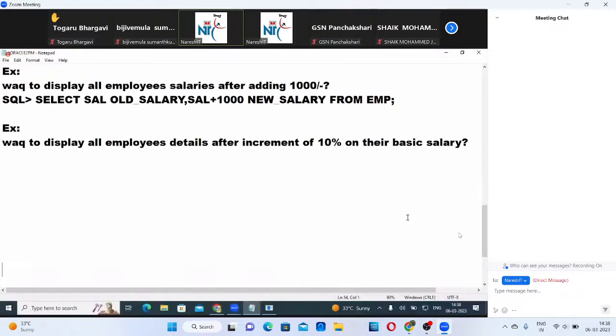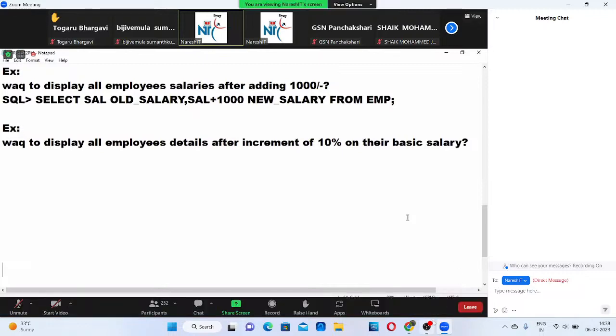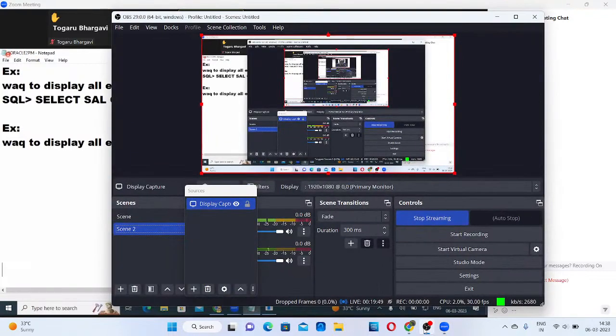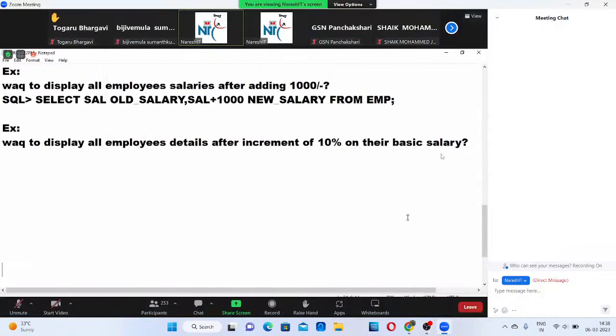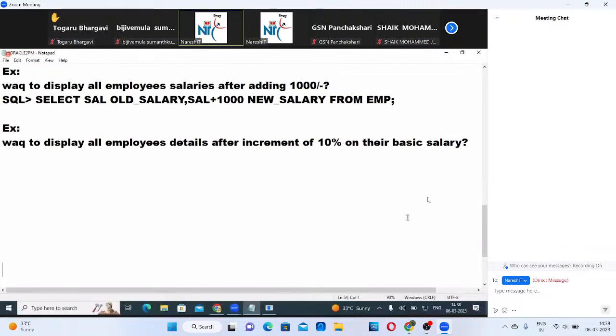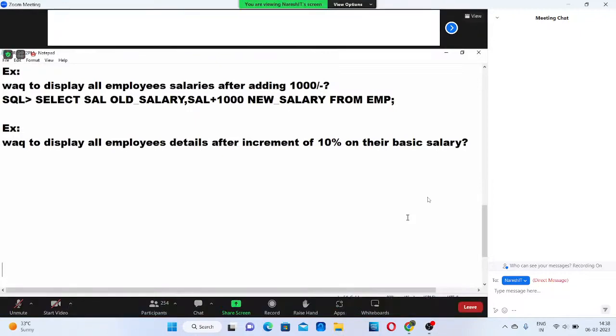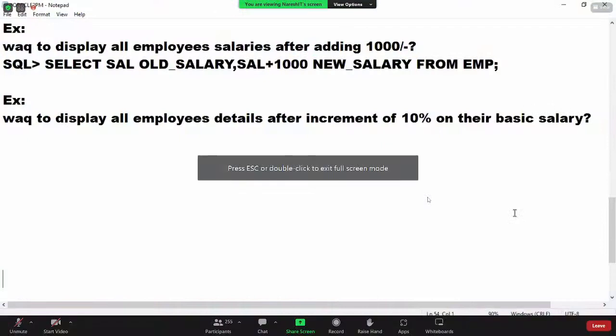27,500. So your basic is 25,000. Your company has given you an increment of 10%. So that means 2,500, the increment amount, and 25,000, the basic amount. I need to add. Once you add, your basic plus increment is equal to the total salary. Clear? Yes or no?